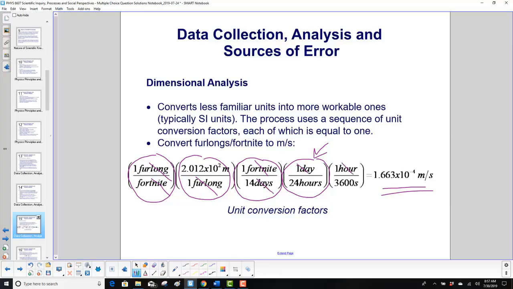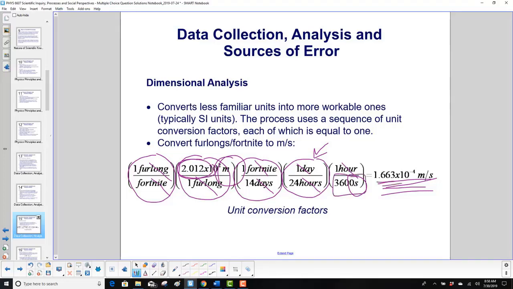And then I go hours. And what am I left with? Meters per second. So it's 1.663 times 10 to the minus 4th meters per second. We're going to talk about sig figs next. This term here is the only one we have to worry about. That has 4 significant figures. So does our answer.